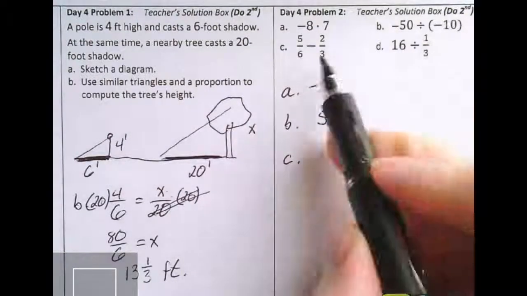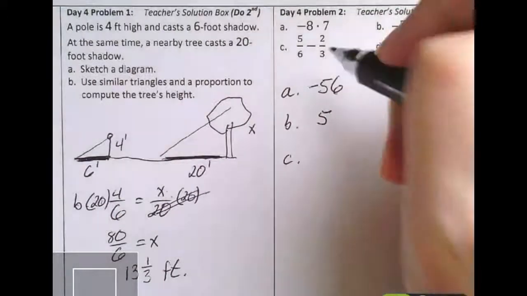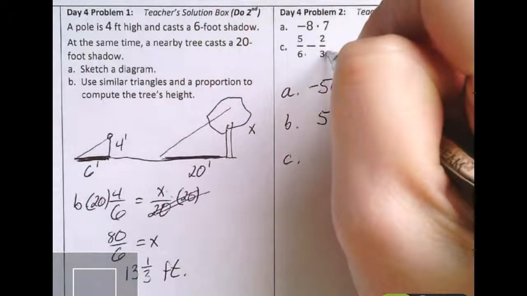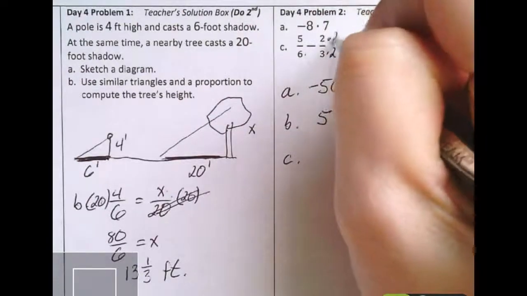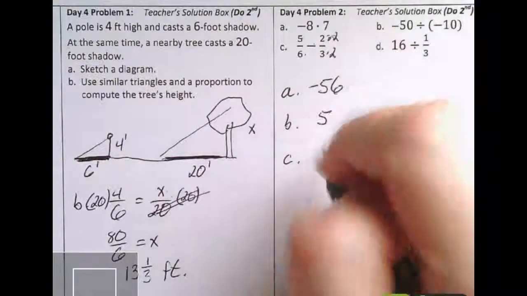Question C. We want to subtract these fractions. We can do that if we have the same denominator. I'm going to leave this denominator as 6 and then change this denominator so it's also 6. Times 2, times 2. 5 subtract 4 is 1/6.